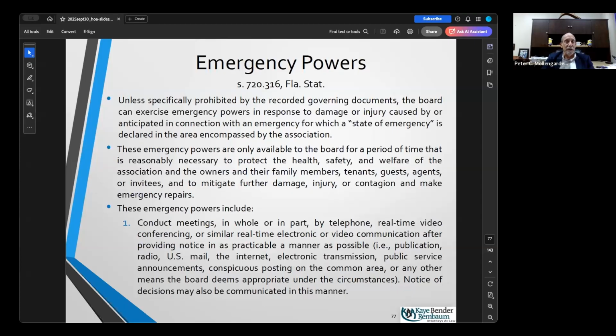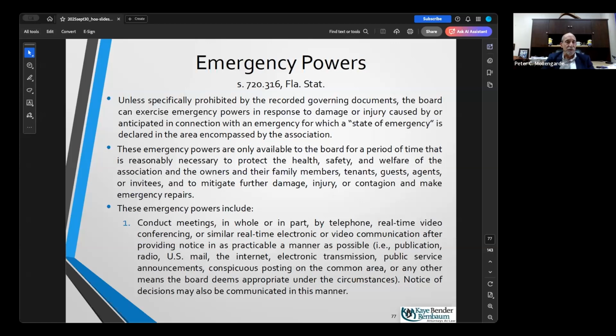These powers are only available to the board for a period of time that is reasonably necessary to protect the health, safety, and welfare of the association and the owners and their family members, tenants, guests, agents, or invitees, and to mitigate, or in other words, lessen further damage, injury, or contagion. They threw in contagion after COVID. And to make emergency repairs.